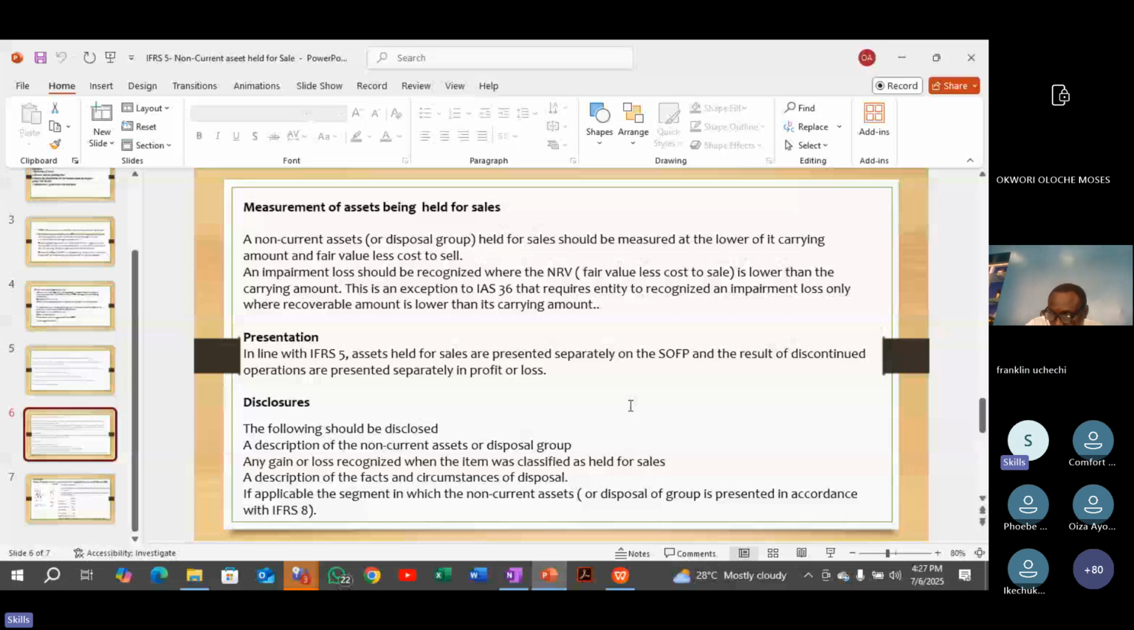You tell them the disclosure requirement, the measurement, and some other information. Now, another thing that you need to take note of is presentation and disclosure. For presentation, in line with IFRS 5, this standard, not another standard. Get it right. A particular standard will tell you what they want.